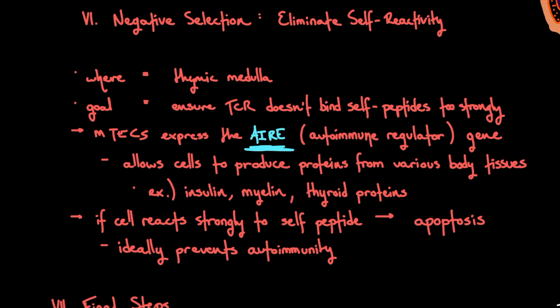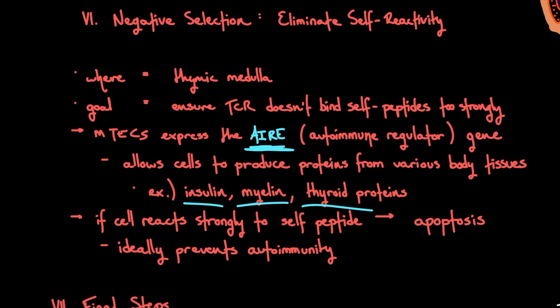So the MTECs now use that AIRE gene and they can express proteins from all around the body, which is so cool. They can express insulin, myelin, that's what covers your nerves, and proteins from your thyroid, right? So basically you get a microcosm, a little bubble of your various bodily tissues. And not to mention, if you remember, the blood thymus barrier here is also a little weak. So we might be exposed to different things in the blood as well.